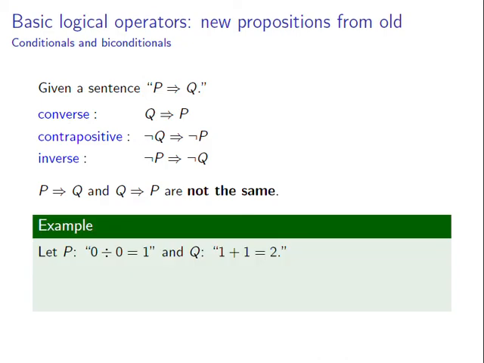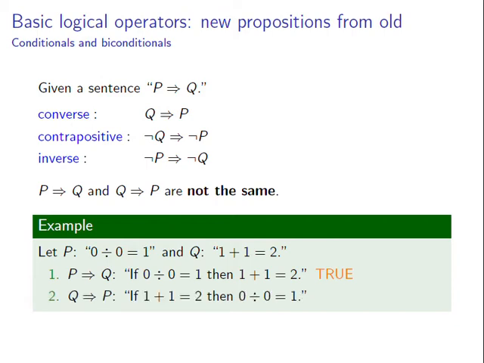For example, let us take P to be the proposition 0 divided by 0 equals 1, and Q to be the proposition 1 plus 1 equals 2. Since P is false, the proposition if P then Q is true. Since Q is true and P is false, the proposition if Q then P is false. This demonstrates that the statements if 0 divided by 0 equals 1, then 1 plus 1 equals 2, and if 1 plus 1 equals 2, then 0 divided by 0 equals 1, have different meanings.